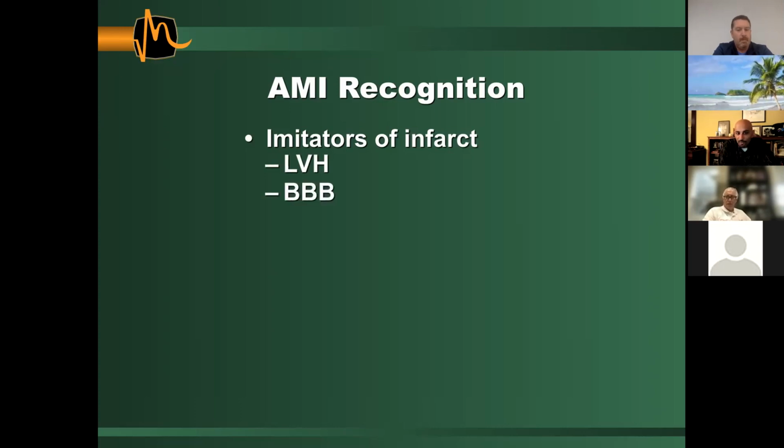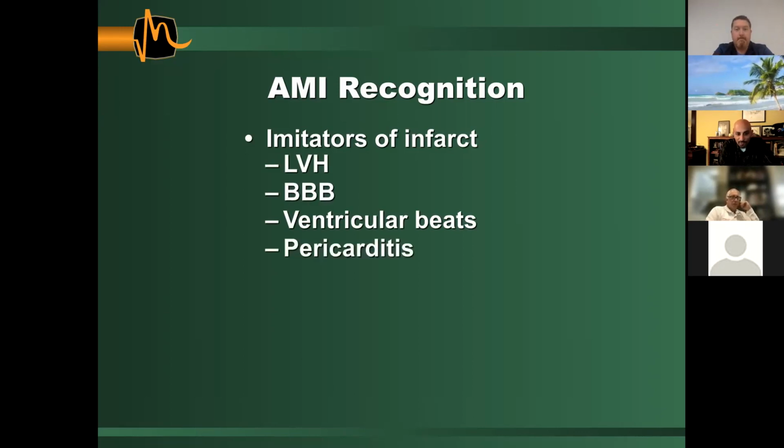Bundle branch blocks, we already talked about. When you have a bundle branch block, QRS is wide, and then you get deflection of the ST segment and T wave gets inverted, but it can look like an MI. Any other ventricular beat, just like a bundle branch block, can look like an MI. You may see ST segment elevation there. Pericarditis is something to look for, especially these days, and it can mimic an MI because one of the signs of pericarditis on EKG is ST segment elevation.